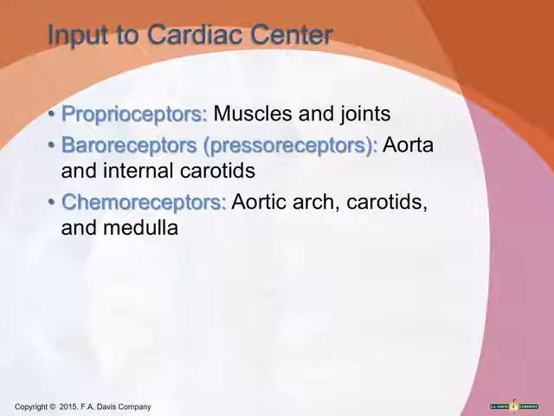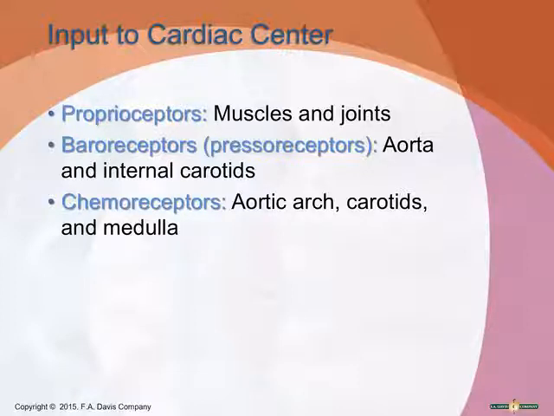Input to your cardiac center in the medulla comes from multiple sources. Proprioceptors signal changes in physical activity. Those are the ones that say, hey, we need a little more oxygen. Can you pump a little faster to get some more blood to us? Those are out in your muscles and your joints. Remember, proprioception is that awareness of where your body is and what it's doing, where your hands and your feet are at all times.